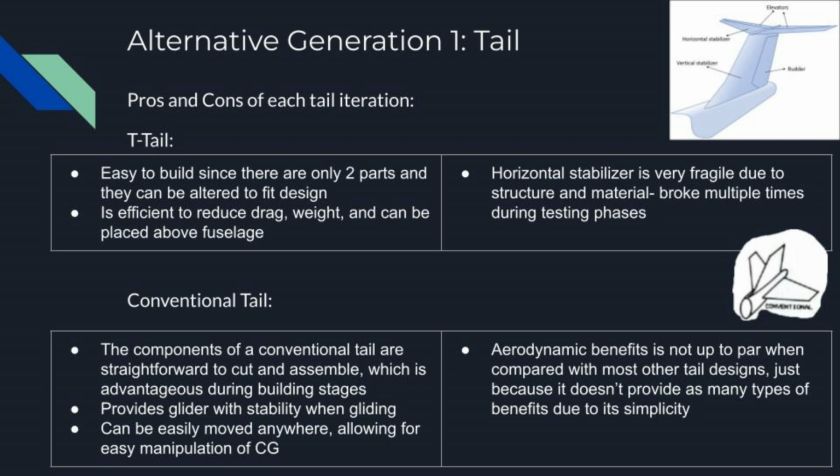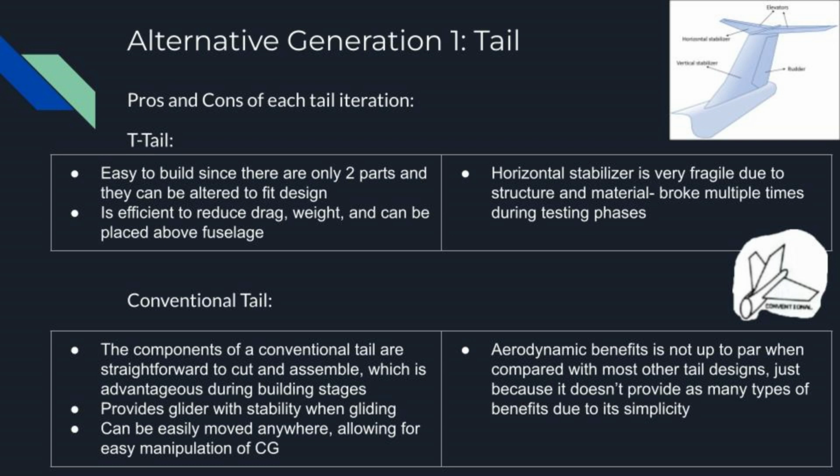This stability is crucial for maintaining a straight and coordinated flight, especially during changes in direction or wind conditions. So my two main alternatives were between a T-tail and a conventional tail. For a T-tail, some pros are that it's easy to build since there are only two parts and it can be altered to fit any design. And it's efficient to reduce drag, weight, and can be placed above the fuselage. However, a con is that the horizontal stabilizer is very fragile due to structure and material, and it ended up breaking multiple times during testing phases.